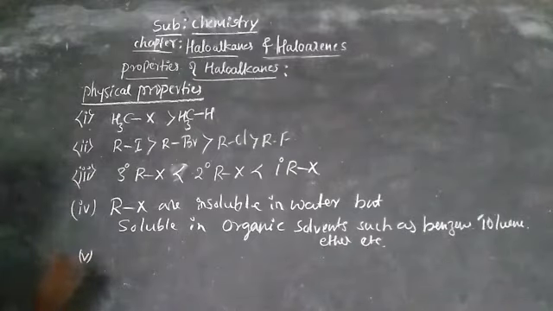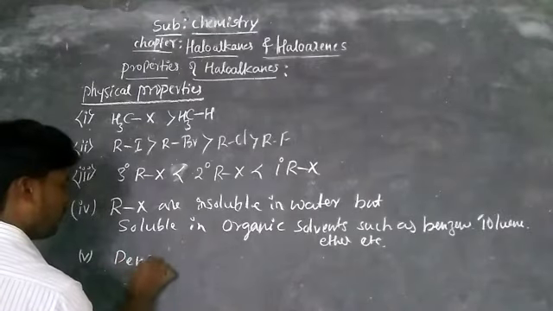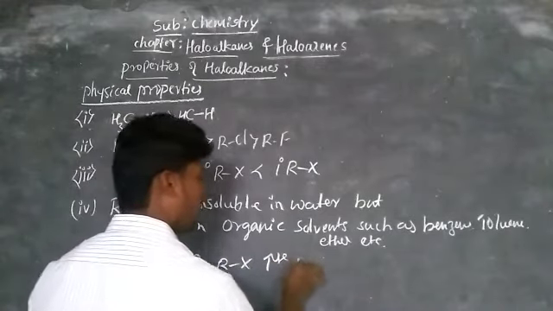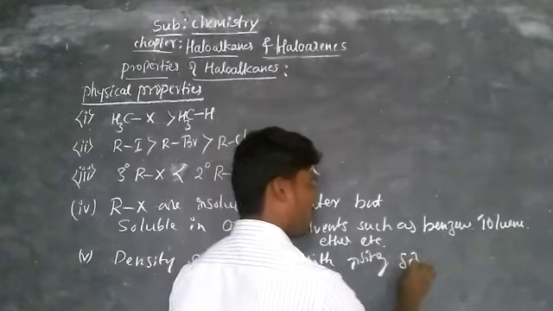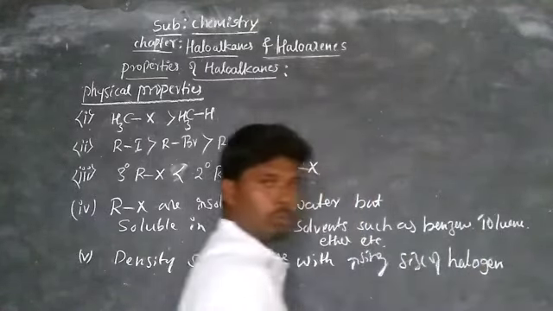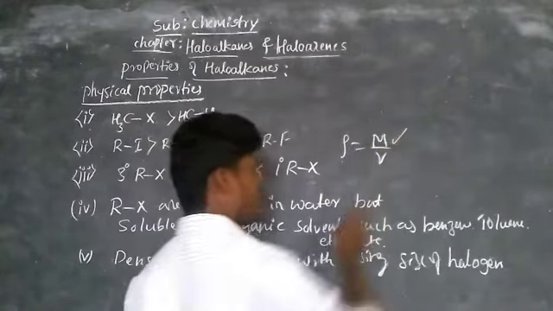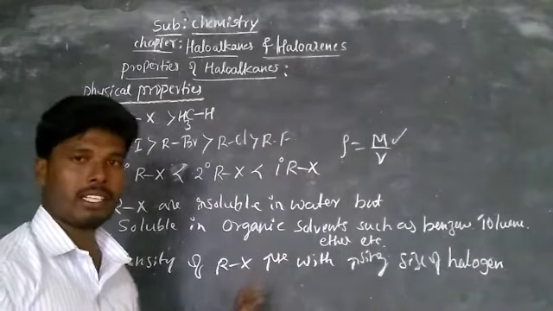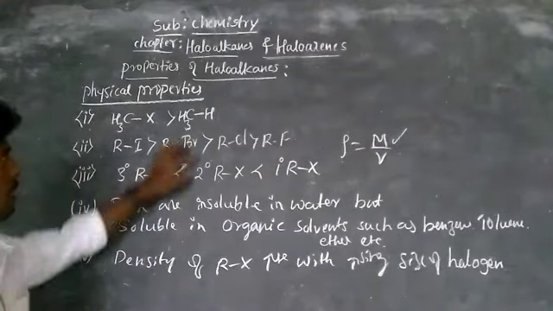Then the fifth one is density. The density of alkyl halides increases with increasing size of the halogen. You know density, rho, is equal to mass by volume, right? Mass is related to the size of an atom. Therefore, as the size of the atom increases, density increases. These are some physical properties of haloalkanes.